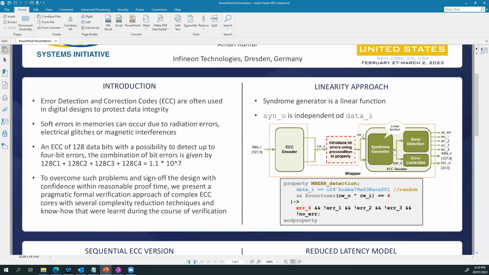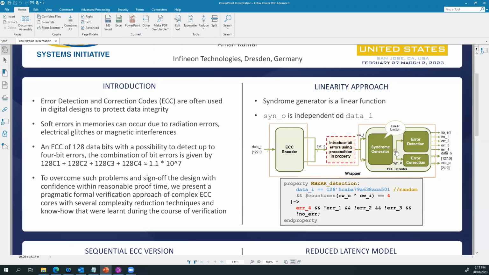The output from the syndrome generator is fed into the error detection and correction blocks, which are mostly responsible for setting the error flags as well as correcting the data. And when we looked into the details of the syndrome generator, we found two very interesting arguments. The first one was if there is no error introduced in the code word, this implies that the syndrome output from the syndrome generator is always a null vector. So if CWI here is equal to the CWO, then the syndrome output is always equal to 0.